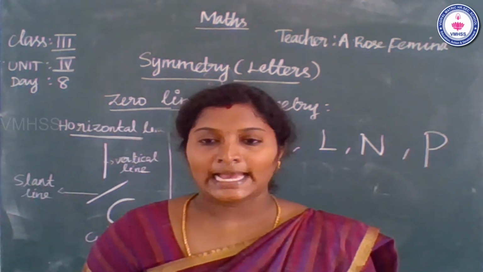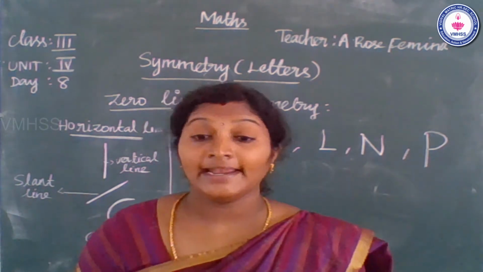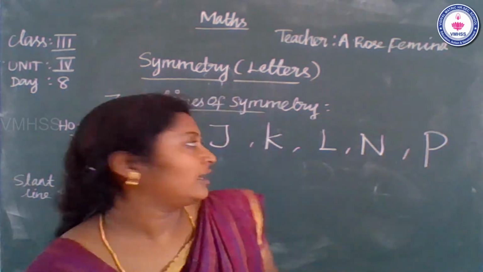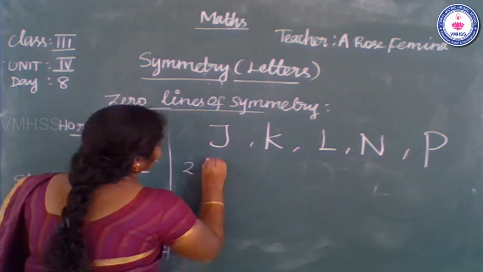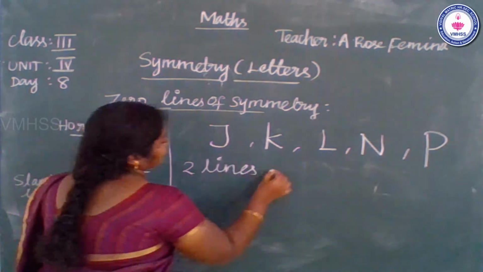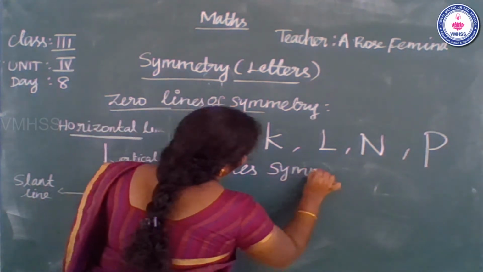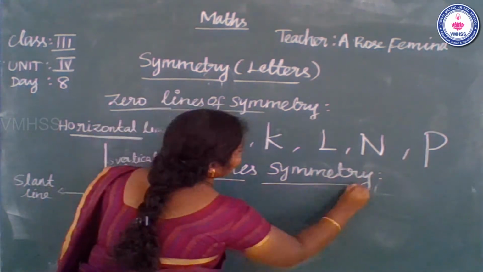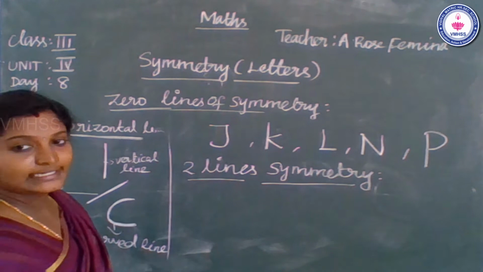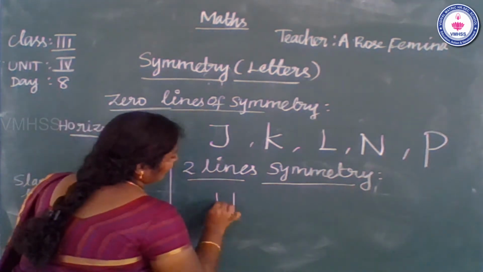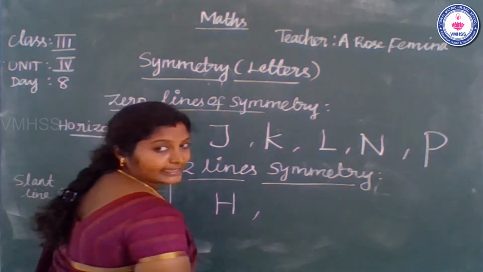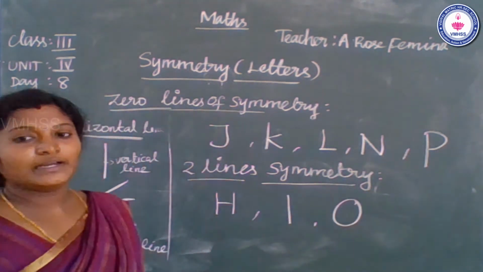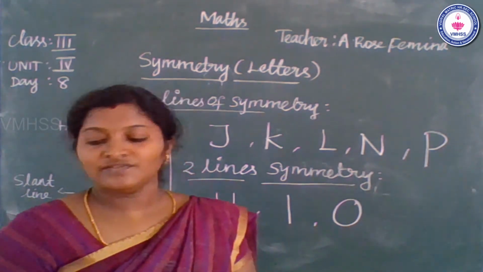Okay, so M has one line of symmetry and H, I and O have two lines of symmetry. So two lines of symmetry. What are the letters? H, I and O. So these are the letters with two lines of symmetry.